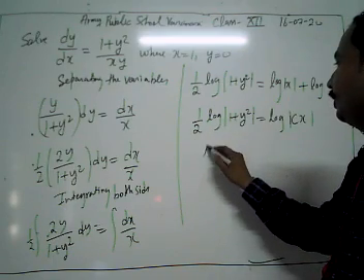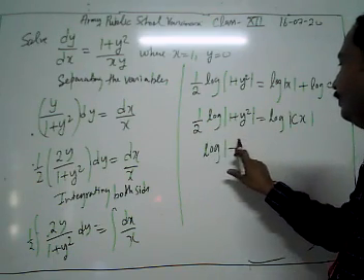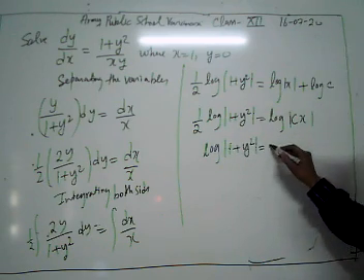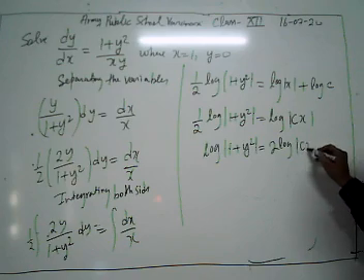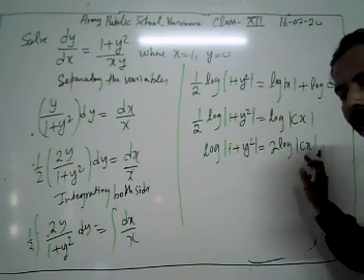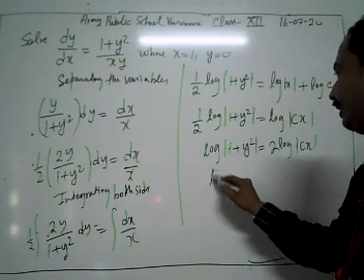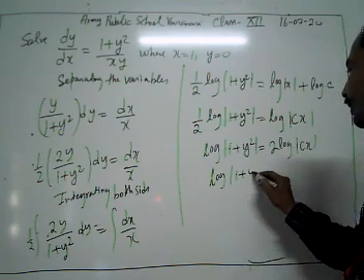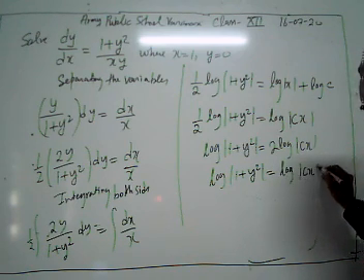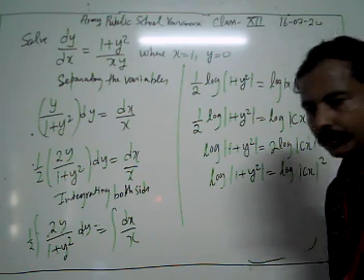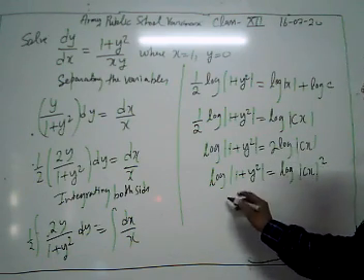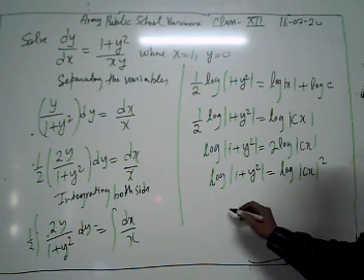Now we can multiply this by 2. Then log modulus of 1 plus y square is 2 times log absolute of cx. Also, we can take the power, because n log m can be written as log m to the power n. Now log 1 plus y square is equal to log of modulus of cx whole square. Now, log m equal to log n means m equal to n.